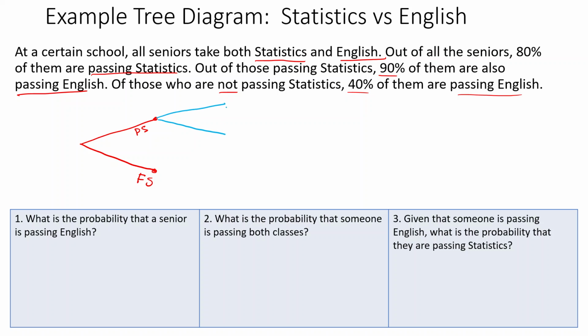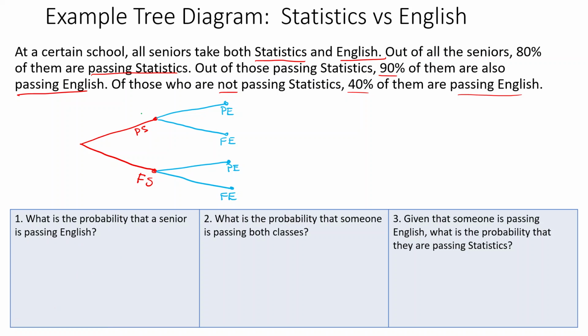Let's see, now we're also looking at English. So we've got pass English and we've got fail English. And from this one, we also have two things that could happen. We could pass English or we could fail English. Oh, we should have started with F there. There we go.